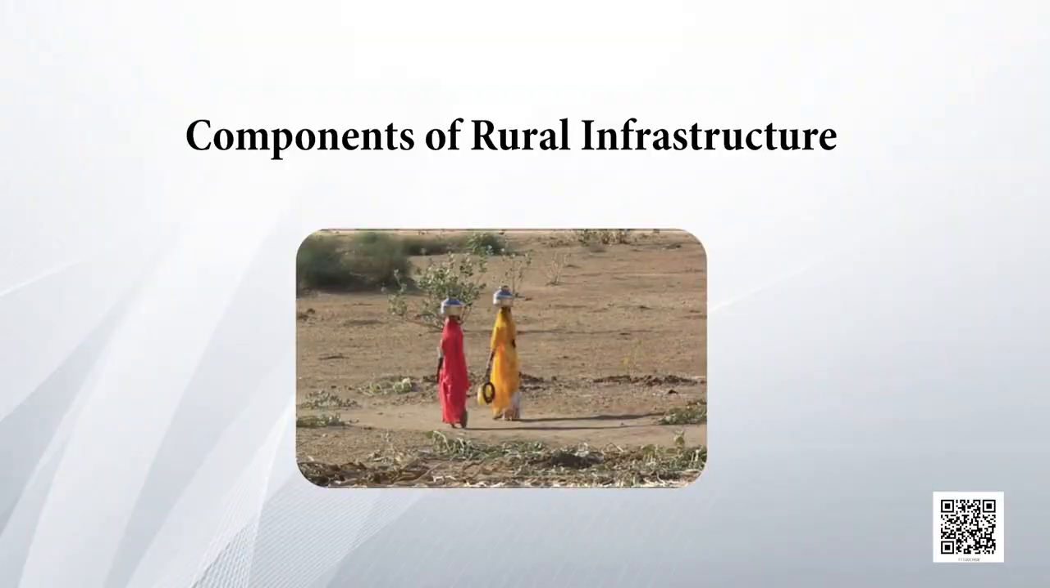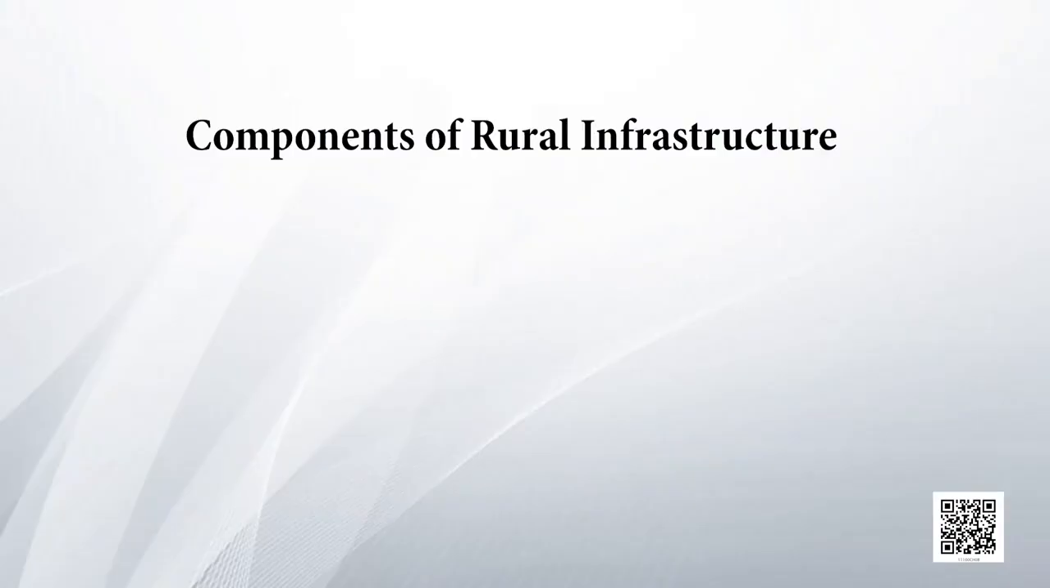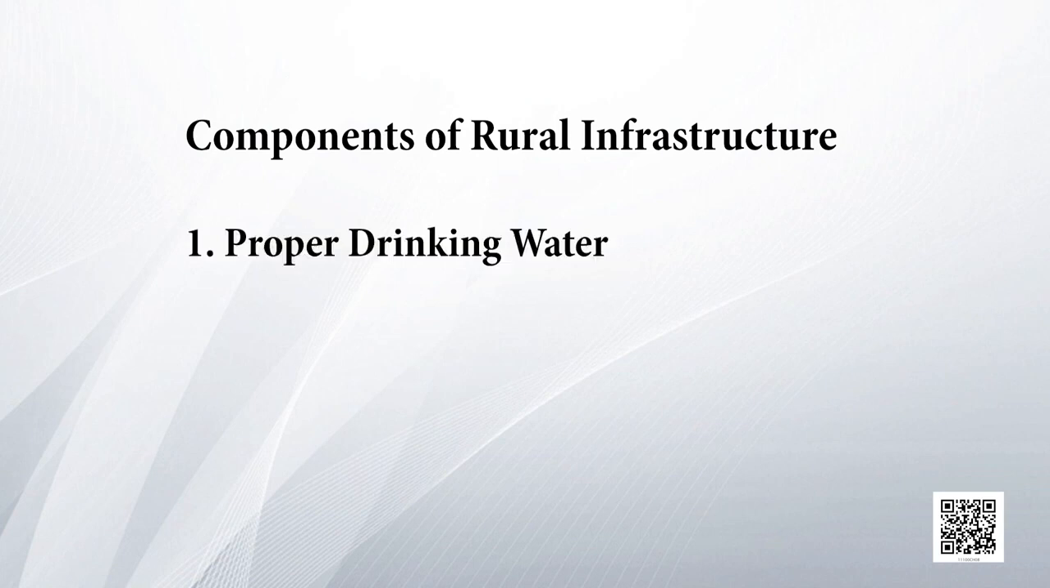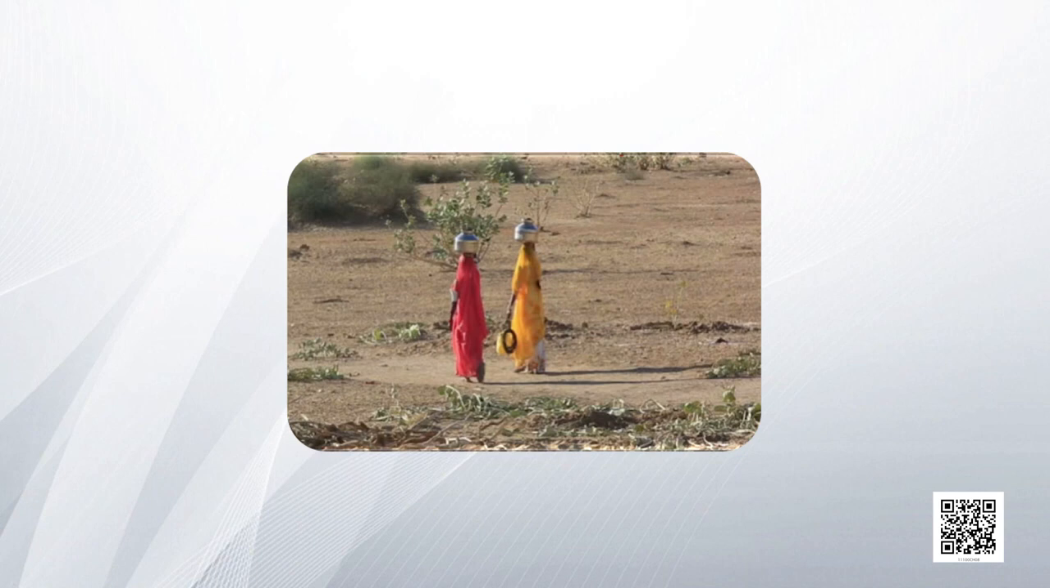Now, let us discuss some components of rural infrastructure. Why are we studying rural infrastructure? Because in urban areas, the growth of infrastructure or the situation of infrastructure is already strong. Rural areas lag behind, that is why we need to talk about rural infrastructure. Some components of rural infrastructure are, the first is proper drinking water. Drinking water is not properly available in rural areas. Those people have to walk long distances to fetch potable water. So, our government needs to focus on provision of proper drinking water to rural areas.